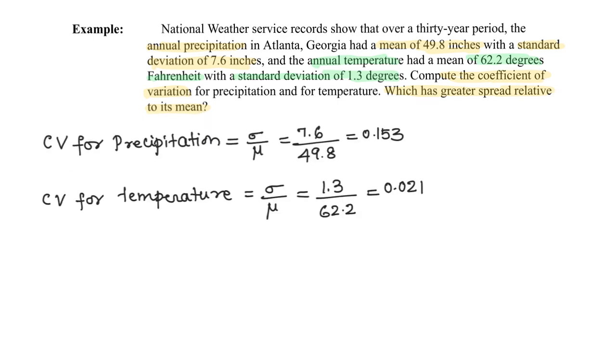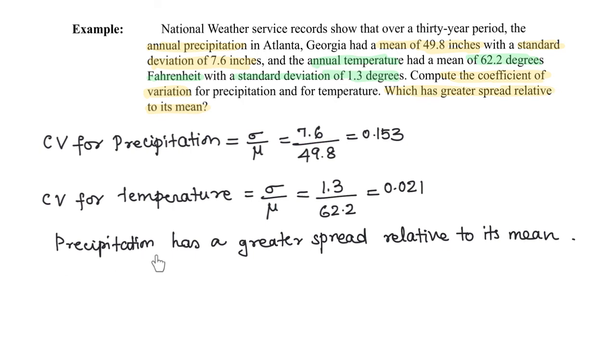Find the coefficient of variation for precipitation. Formula is sigma divided by mu. So, sigma is 7.6 divided by the mean. Also find the coefficient of variation for the temperature. So, standard deviation divided by the mean. Then compare these two values and we can see that the coefficient of variation for precipitation is larger. Therefore, we can conclude that the precipitation has a greater spread relative to its mean.